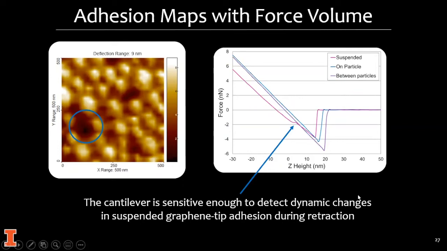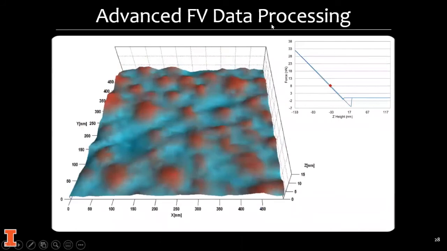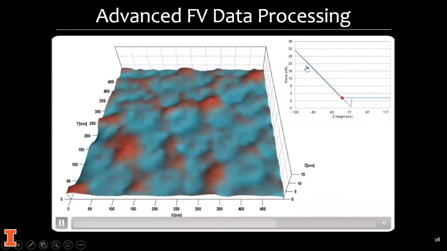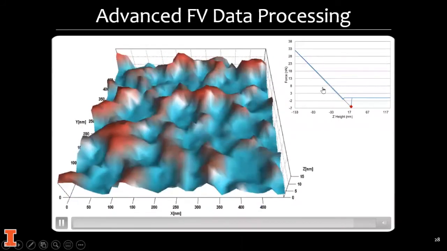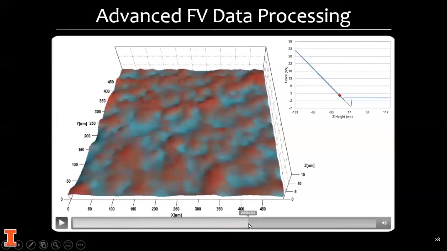So what we did is we took that same set of data and just did a little more advanced processing, and we extracted a height image from each point along this retract curve. And then what you can see is at the higher forces, the tip is pressing the graphene down and conforming to the topography. So you can see the red parts, which are the higher peaks, are the particles. And then as the tip comes up, you can see actually how the topography is changing.